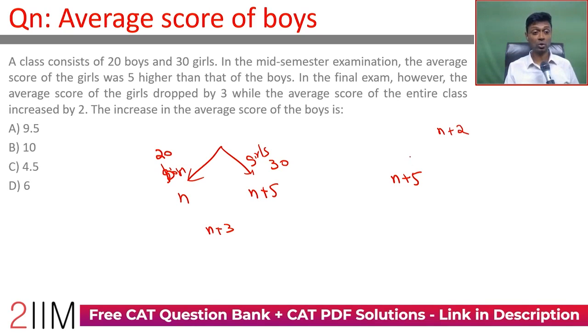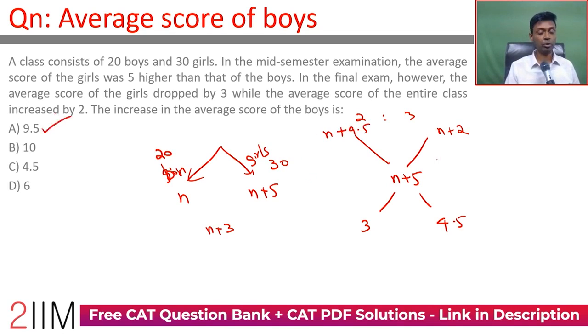Well, what will be the increase in the average score of the boys? Now, n plus 2 and something would have resulted in n plus 5. This difference is 3. The ratio should be 2:3, so this difference should be 4.5. I'm talking about the alligation method. So this should have been n plus 9.5, or the average score of the boys would have increased by 9.5.